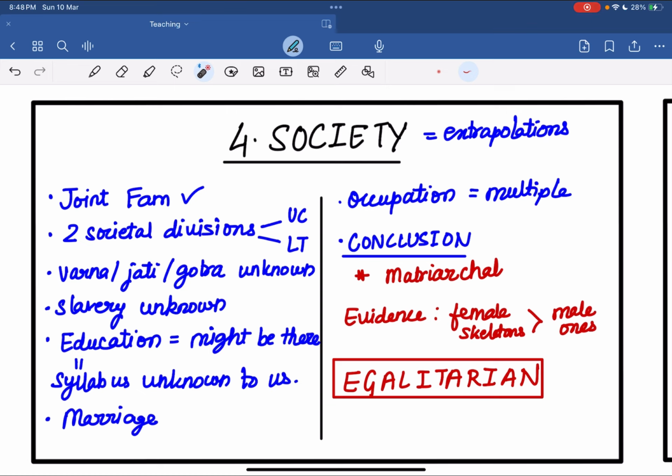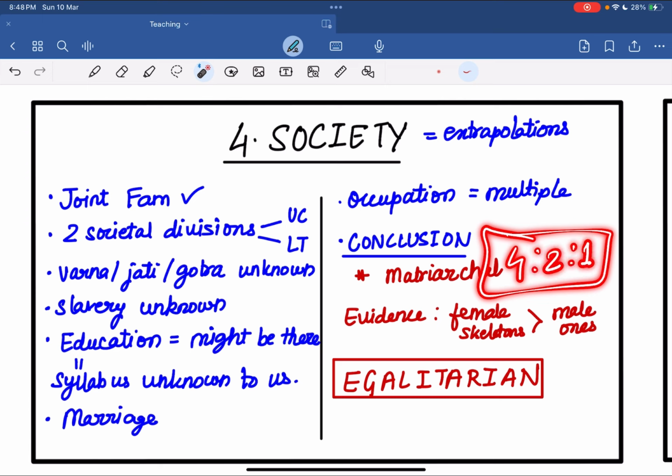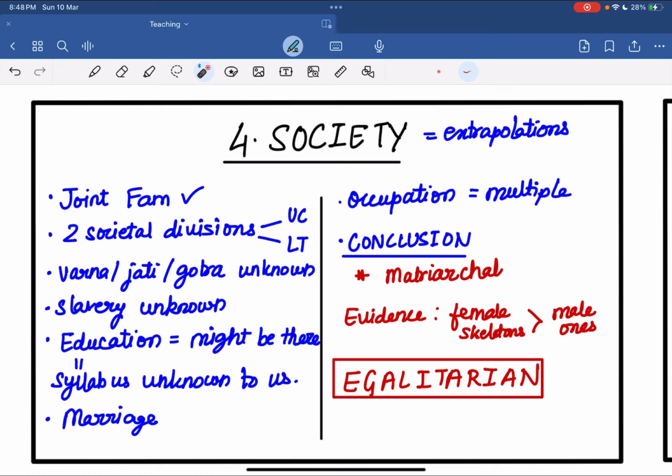Prostitution was unknown to the people of Harappa. Occupation, when we talk about occupation, there were multiple occupations. Peasants थे, artisans थे, brick makers थे. We talked about bricks, which were in the ratio of 4:2:1. There has to be a group of people who are making bricks also, no? So brick making was also an occupation.